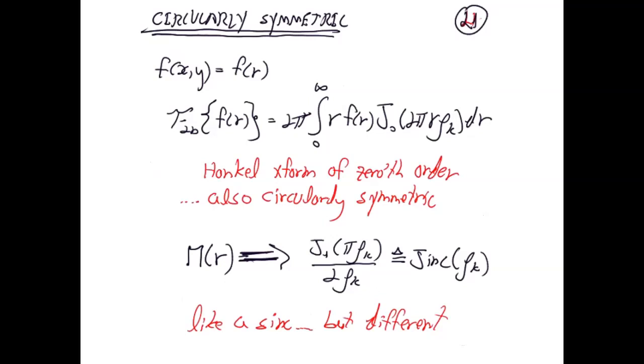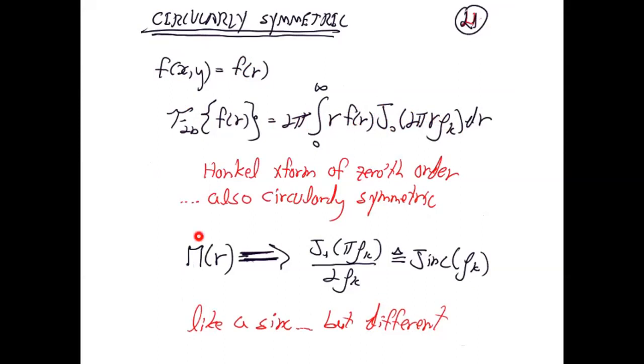Okay, what about circularly symmetric functions? Sometimes you have a function f of xy that can be represented by a function of the radius. In that case, there is what's called the Hankel transform of the zeroth order that performs the same computation. So the 2D Fourier transform of f of r actually has this form: 2 pi r f of r, the Bessel function of zeroth order, J0 of 2 pi r rho k, dr.